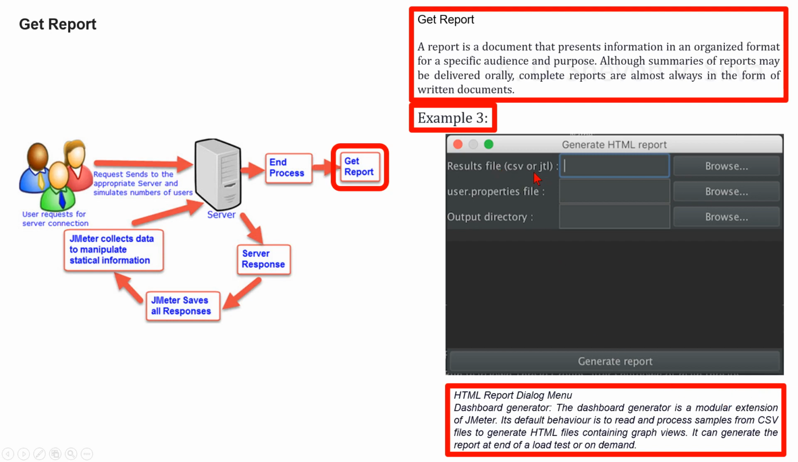Here, the result file, CSV or JTL, is the CSV output of a test run. This is a required parameter, and so is the user.properties file, the user.properties file used to run the load test. And the output directory is the directory where you want the report to be created, which must be empty.